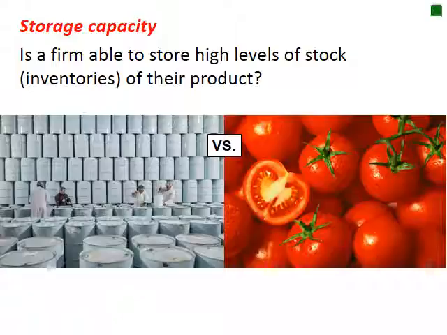Storage capacity. So again, on the left is that wonderful Quebec maple syrup. If a firm is able to store high products of stock, this will make a difference in terms of their responsiveness to an increase in price. So in the case of tomatoes, I don't know about your household, but we find it difficult to keep them around for more than 3 or 4 days without them spoiling. So it's very difficult to stockpile tomatoes, but it would be easy to stockpile maple syrup, and so you would be able to respond better with the maple syrup to an increase in price.